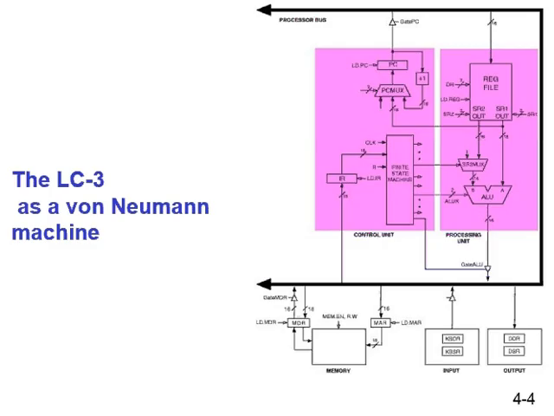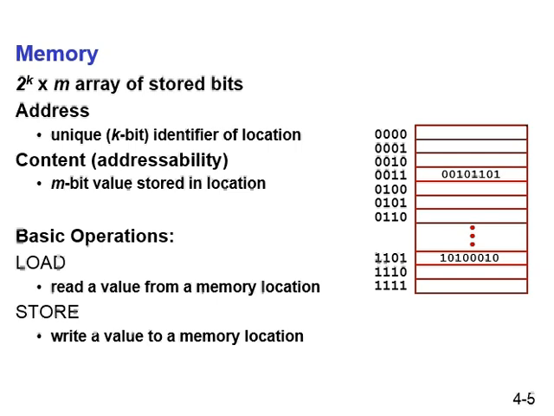Over here, you have the LC-3 as a von Neumann machine. We see the control unit, processing unit, memory, input-output devices. For the memory, you have the address and the addressability. The basic operations for the memory are load and store. When we say load, that means you want to read a value and assign it to a register. And when you do the store, that means you want to write a value to a location.